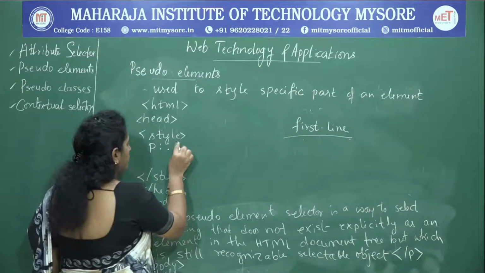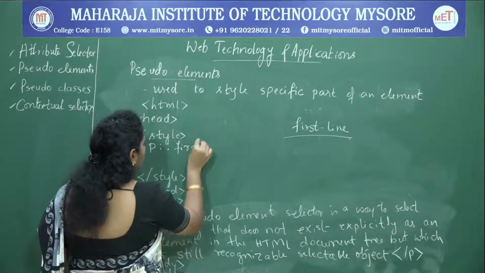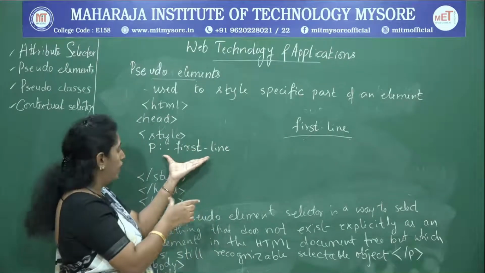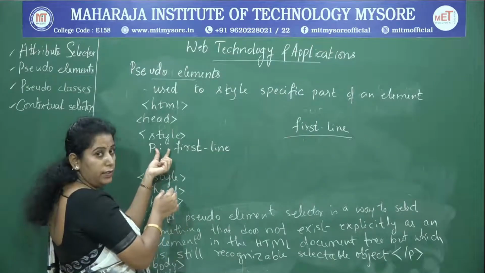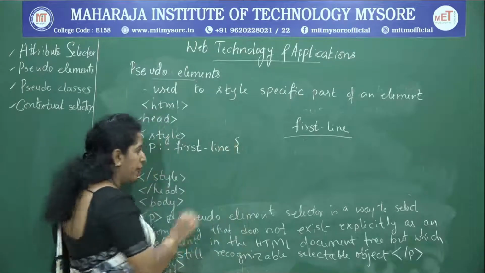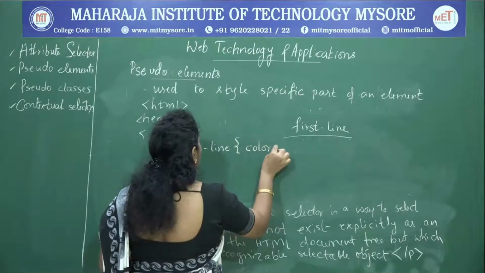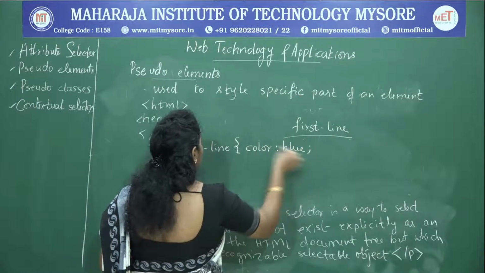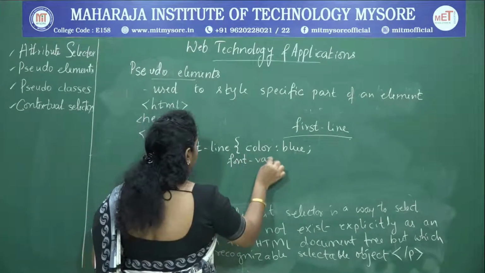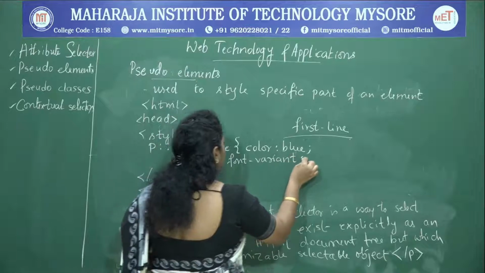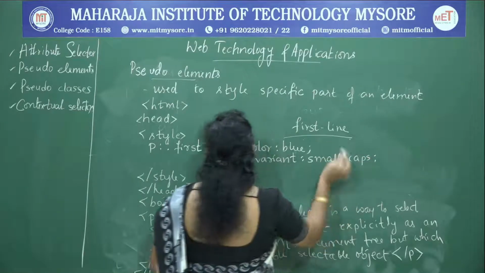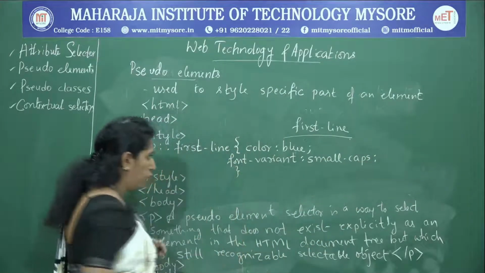Okay. So, now the pseudo element is first line. This is how you have to write the selector. This is the selector, this is the colon, and this is the pseudo element. Now you have to set a property. For example, color blue, then you can use another property, font variant, that is small caps. Now I am closing this style rule.